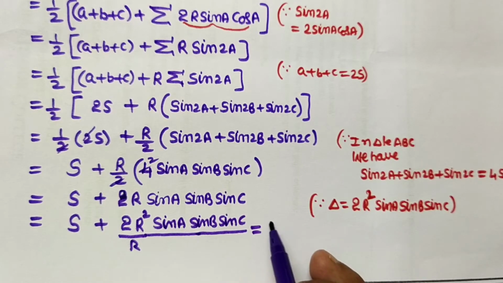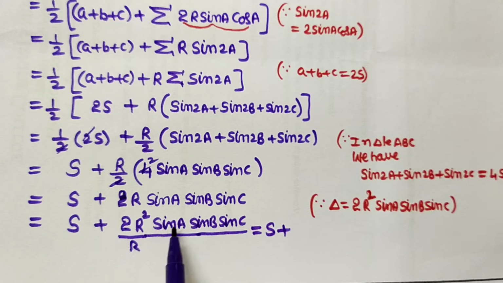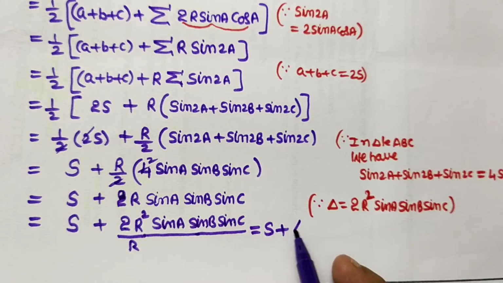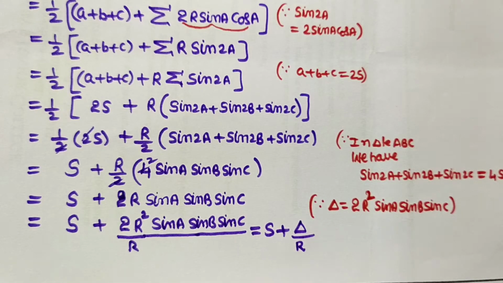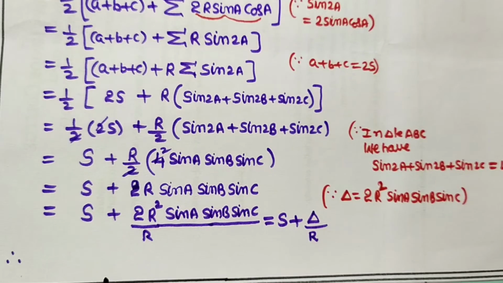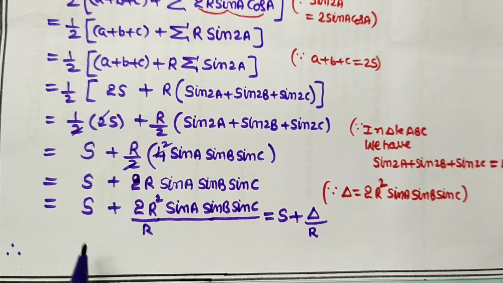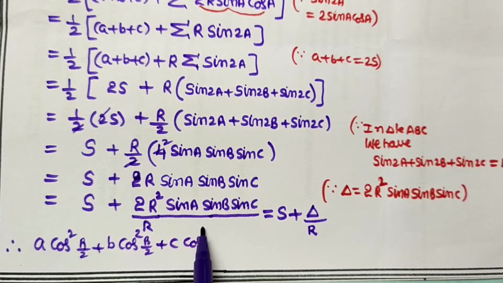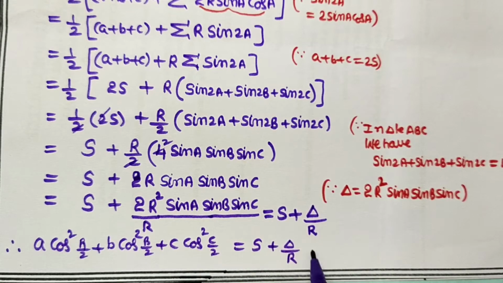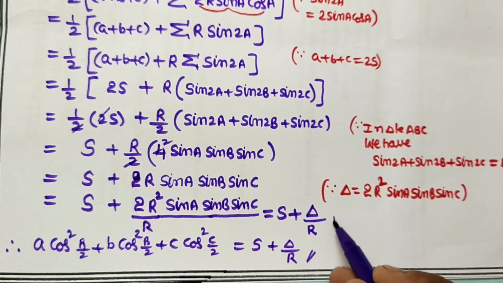Which is equal to S plus, in place of 2R square sin A sin B sin C, you can replace with delta by capital R. That only they are asking to prove, no? So therefore, conclusion step: cos square A into cos square A by 2 plus B into cos square B by 2 plus C into cos square C by 2 equal to S plus delta by R, hence proved RHS.